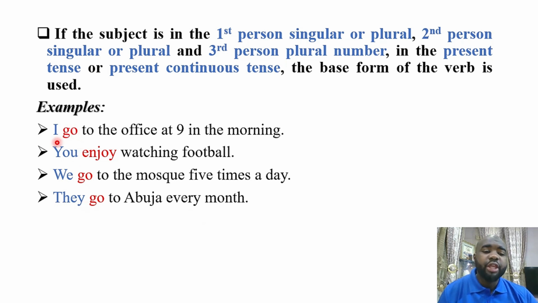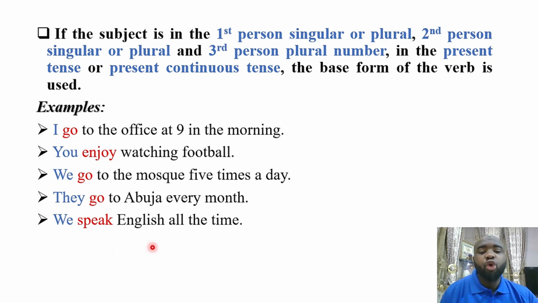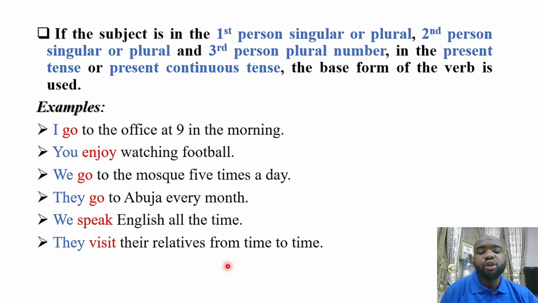So now these examples here, you see, they take the base form of the verb without the inflection of e, s, or es. That is only attributed to third person singular. All right, just the example we had earlier. We speak English all the time. They visit their relatives from time to time. See, good. We perform pilgrimage every year.